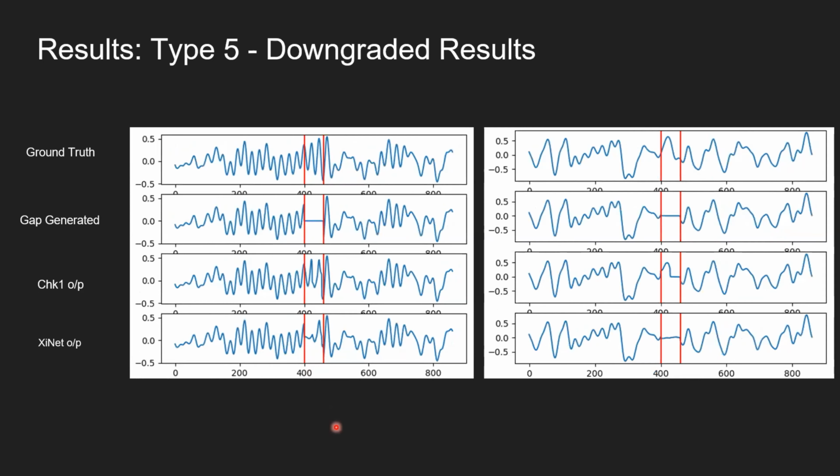We also got some downgraded results. Downgraded results are where the previous model was performing better than the present ZyNet model, like in these examples, but the number of these downgraded results is around 1%, so it's very negligible. So these were the results from the complete architecture that we have proposed.